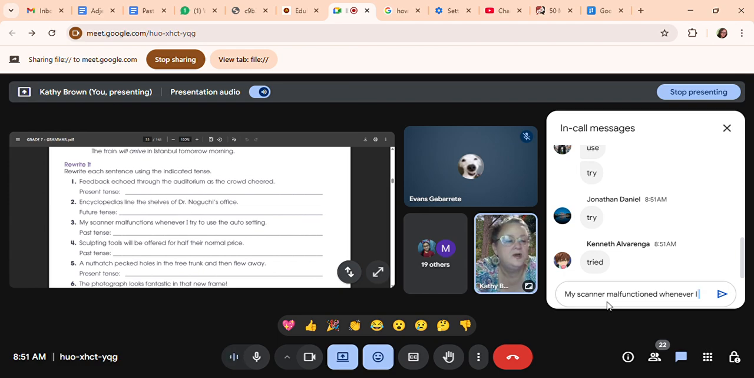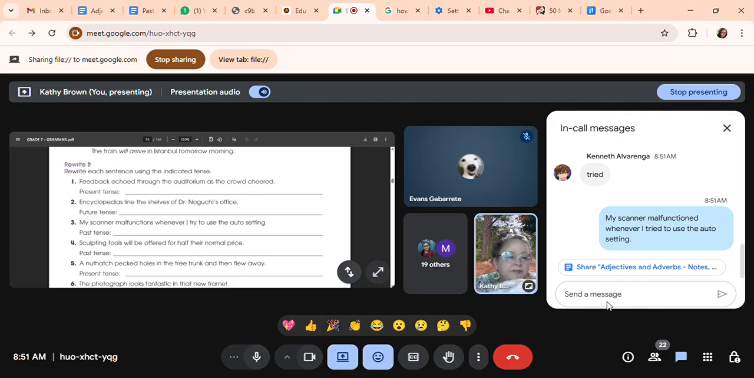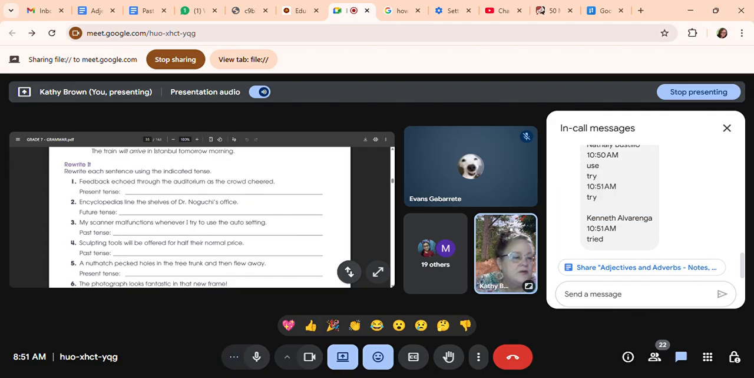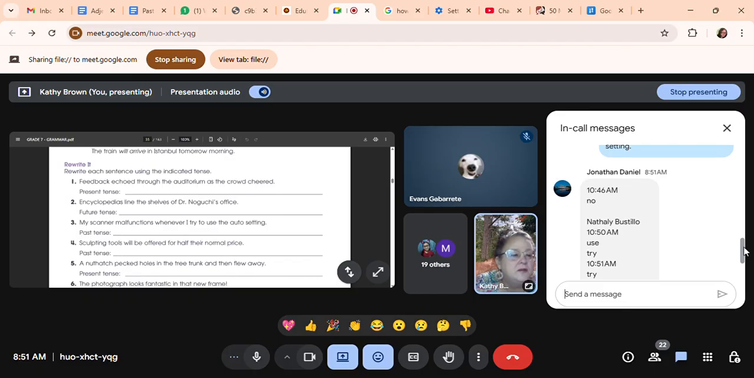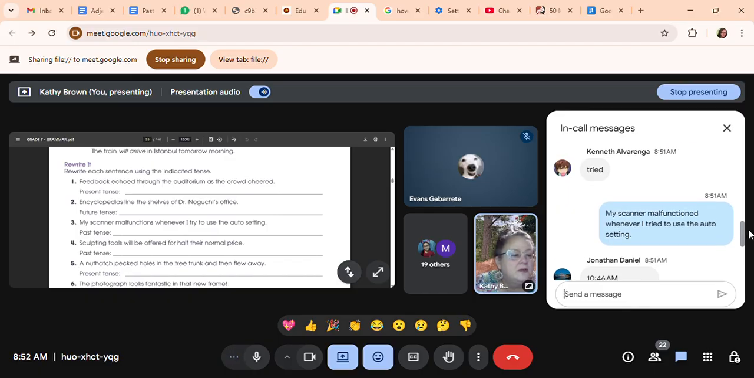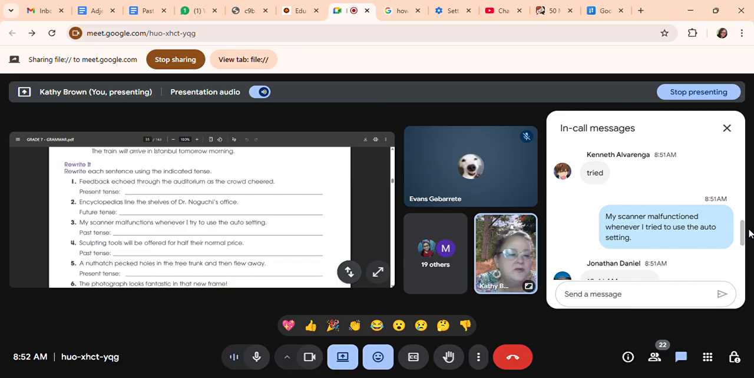Yes, tried. Whenever I tried to use the auto setting. So like that. My scanner malfunctioned. What happened here? Jonathan, don't do that. Whatever you did, don't do that. My scanner malfunctioned whenever I tried to use the auto. I tried to share this with you, and now I have this big thing that Jonathan put in the way. So I'm going to type it again, or paste it.